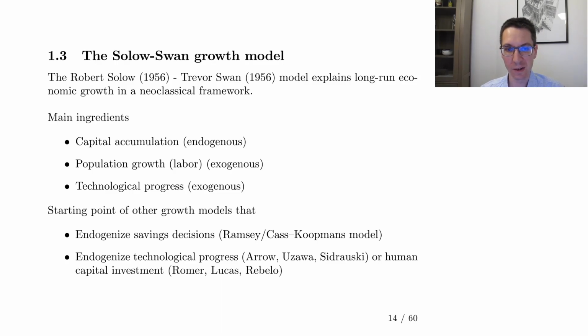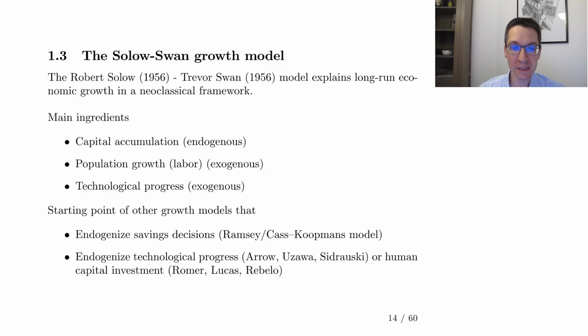Hi everyone. In this video, we will present the Solow-Swan model, named after Robert Solow and Trevor Swan. This model explains long-run economic growth in a neoclassical framework. To clarify terms here, a neoclassical framework simply means an economy that is populated with rational and maximizing agents. They could be, say, firms or consumers or workers, and prices are driven by supply and demand. These assumptions are fundamental for most economic models.